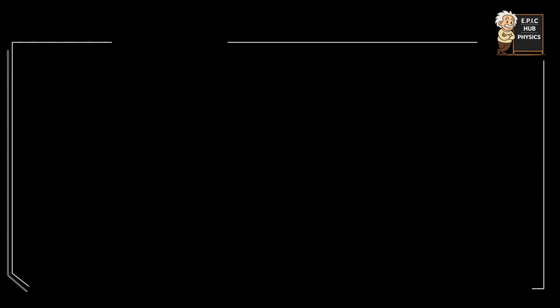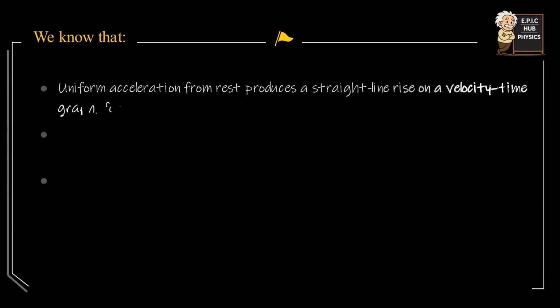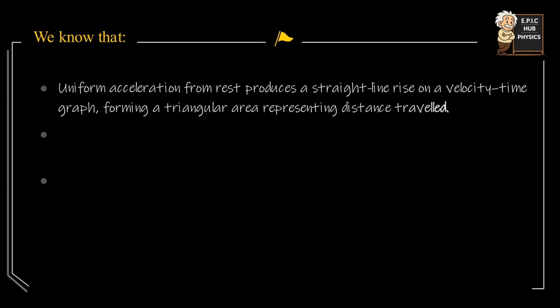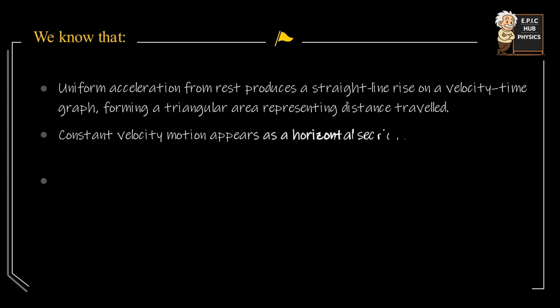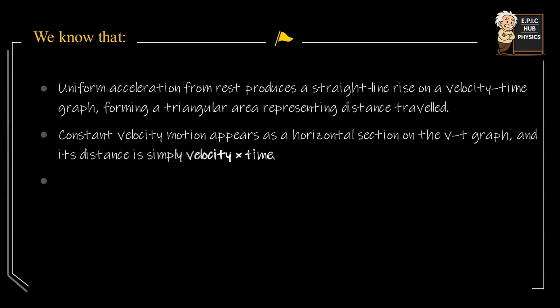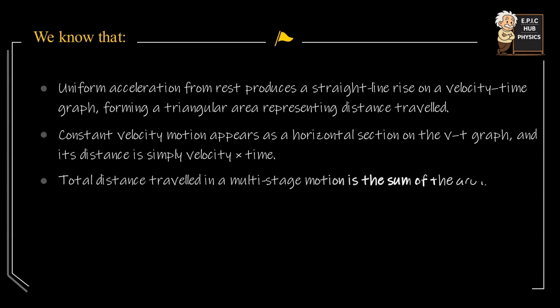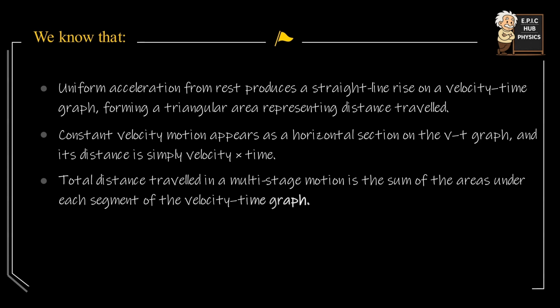To solve this problem, let us recall what we know about velocity time graphs of motion. Uniform acceleration from rest produces a straight rising line on the velocity time graph, forming a triangular area, and the area under this section represents the distance traveled during acceleration. Constant velocity motion appears as a horizontal section on the graph, and the distance traveled is velocity multiplied by time. The total distance traveled during the entire motion is therefore the sum of the areas under each section of the velocity time graph.